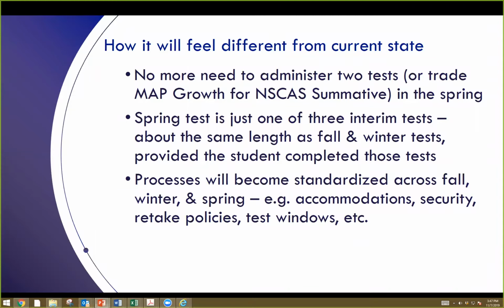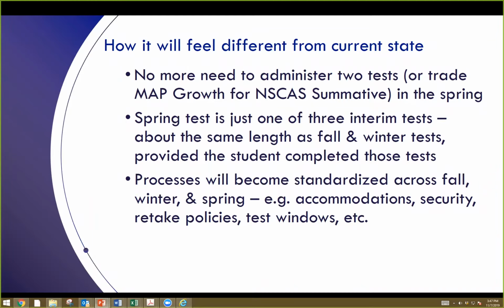One of the things that you've probably been waiting for is some not great news, right? So how are we going to do all this and it's all going to be positive? Well, one of the things that we're going to have to give up a little bit is standardization. Right now, districts have a lot of control over MAP Growth, about when they give it, the accommodations they use, the test window, the retake policies, security, all of these things. So we're going to have to standardize more of those practices around the MAP Growth or the interim part of the assessment to be more fair and consistent across districts.